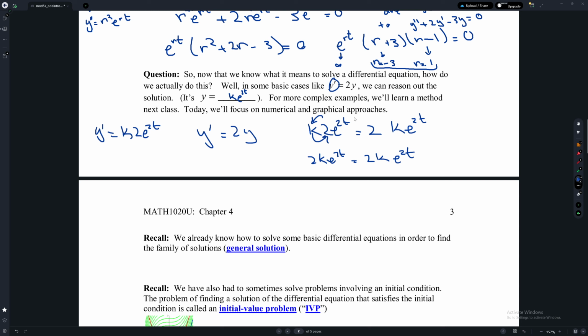Don't worry about this, because it literally says we will learn methods in the next class that will focus on numerical and graphical approaches, so other methods to reason out what the solution is, and you can use the same method to apply it to this to find this solution without having to mentally do it. And that's the whole point: even as a mathematician, if you mentally do it, you still have to prove it.